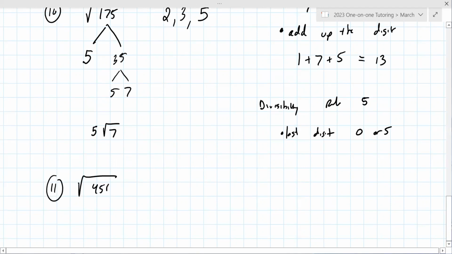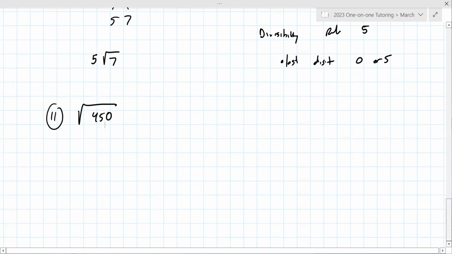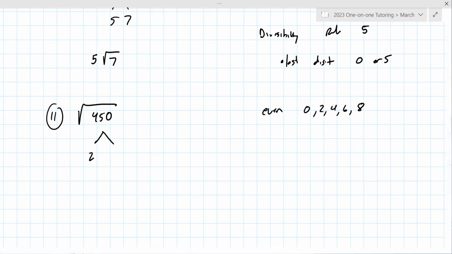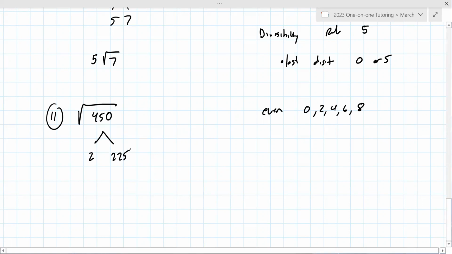Okay, now let's look at 11 here. Square root of 450. Is this number even? Yes, I would say. You seem uncertain. Let's talk about it. Even ends in 0, 2, 4, 6, or 8. If it ends in those numbers, it's even. So yes. What's 450 divided by 2? 225. Good.